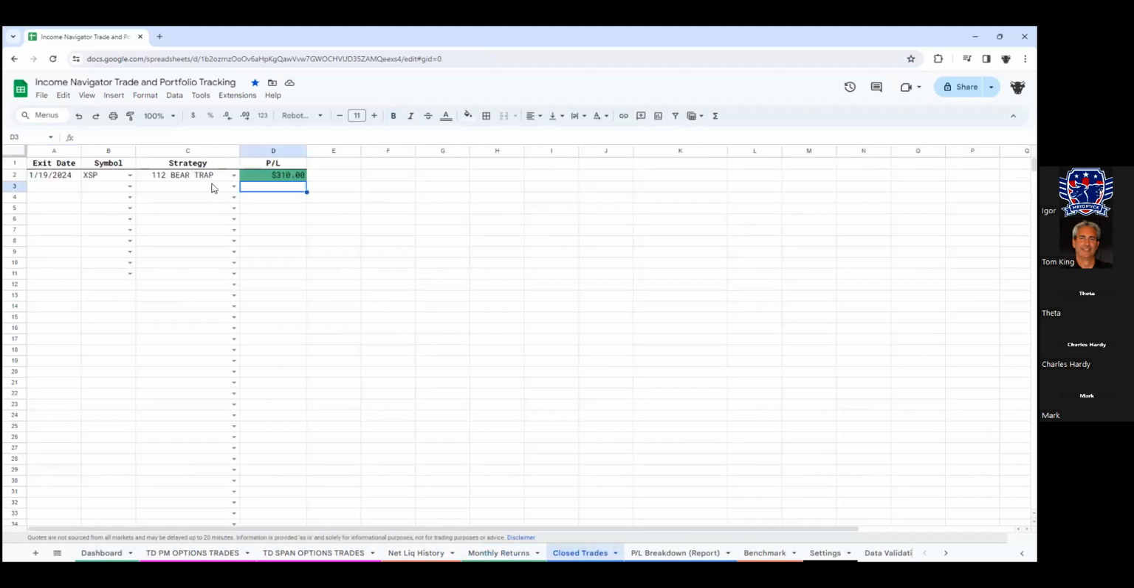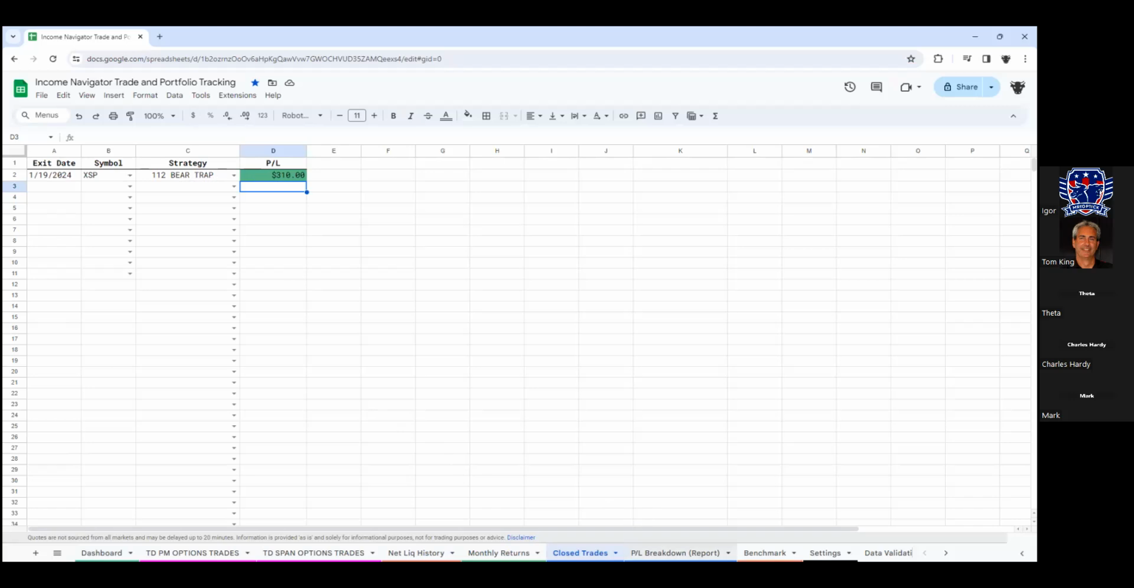Close trades here, so for example, we have one trade that's going out today that is XSP that I was on the screen a little bit earlier today. So exit date would be today. It's expiring, so we get the full profit. The strategy is 112, and the profit there with 5 contracts is $310.